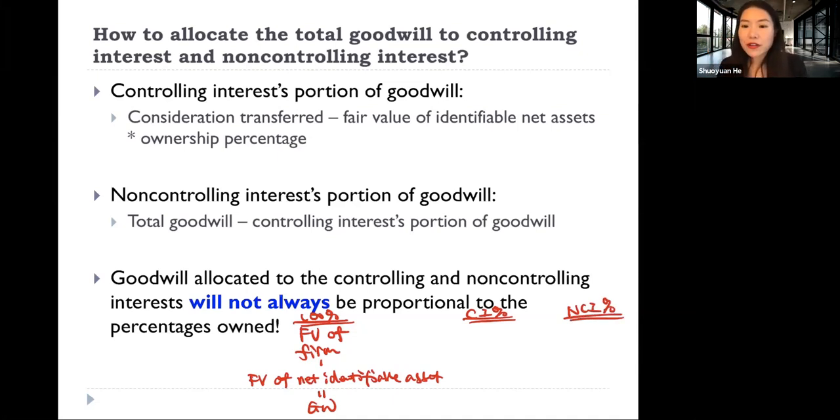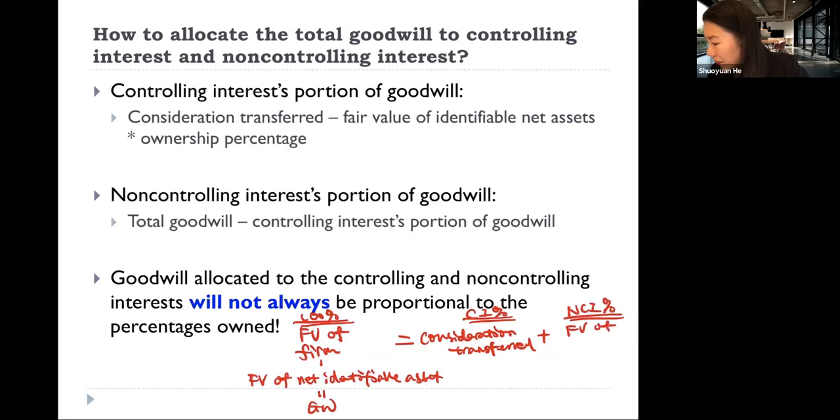The fair value of the firm is equal to the consideration transferred, which is also the controlling interest percentage of the fair value of the firm. So which is also the consideration, how much the controlling interest is paying to obtain its interest in the firm. Consideration transferred plus the fair value of non-controlling interest.